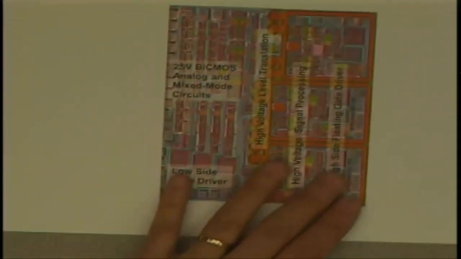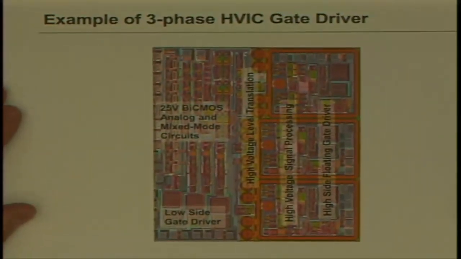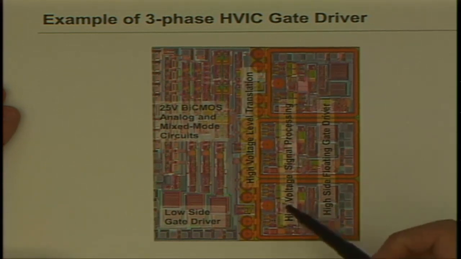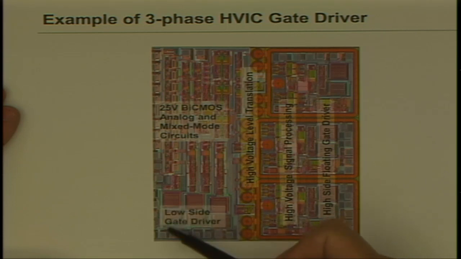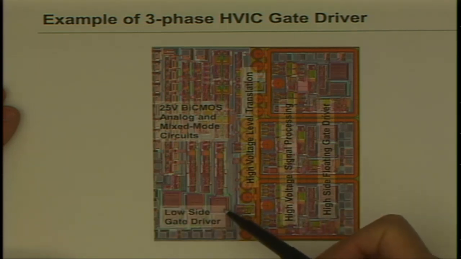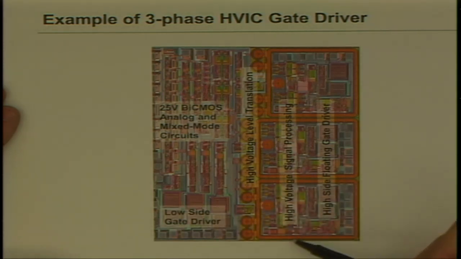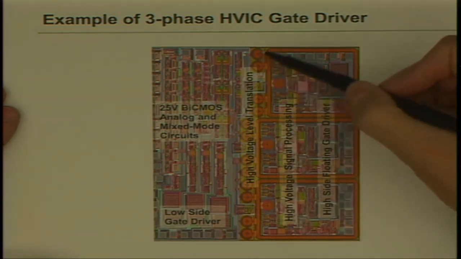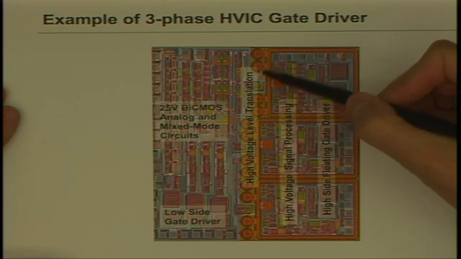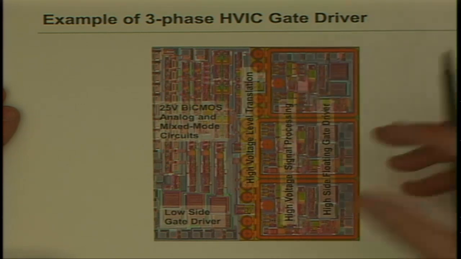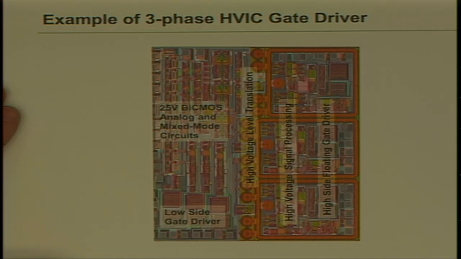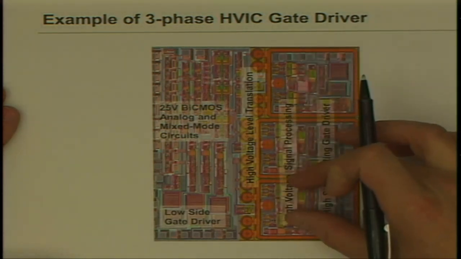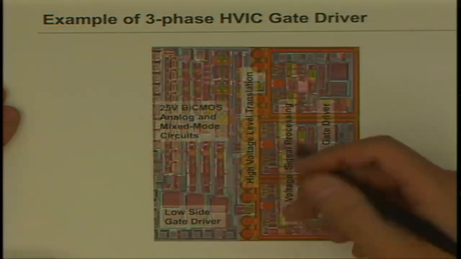What that looks like is, here's an example. This is a photomicrograph of the die, and this is a three-phase driver. Here are the low side drivers, 1, 2, 3, and then these are the floating wells. So these are the three high side drivers, and then the little circles here are the communication transistors that do the level shifting up and down. So these are all moving up and down at high voltage. This all sits at logic level.